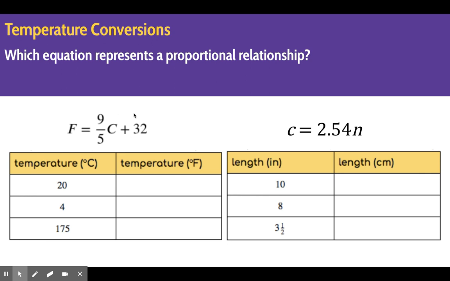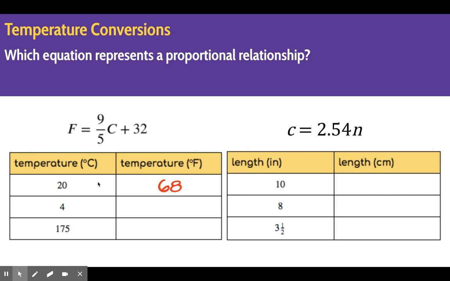And then the last part of the equation tells me to add 32. So when I add 32 to that, I get 68. So the first row in my first table, for 20 degrees in the Celsius column, is going to be 68 degrees Fahrenheit, which I obviously got right.